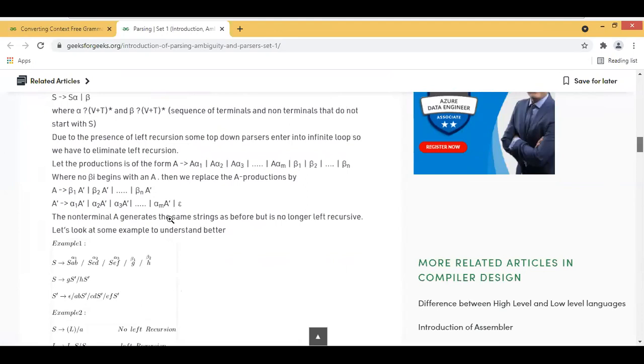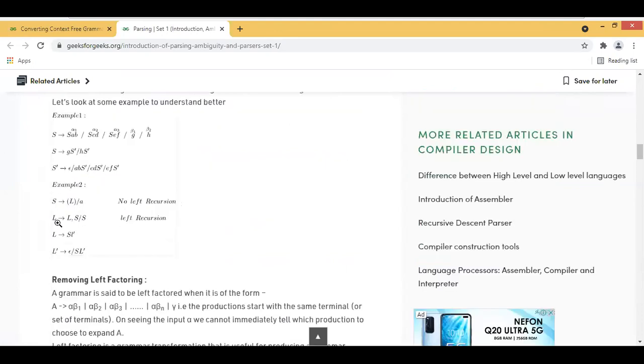See here, L tends to L comma S or S. This you map with A tends to S tends to S alpha or beta, right? So S tends to S alpha or beta can be written as S tends to beta A dash, and A dash tends to alpha A dash or epsilon. That's the way of eliminating the left recursion.